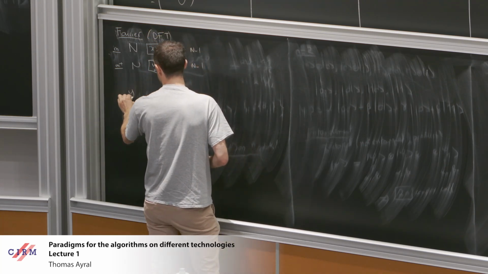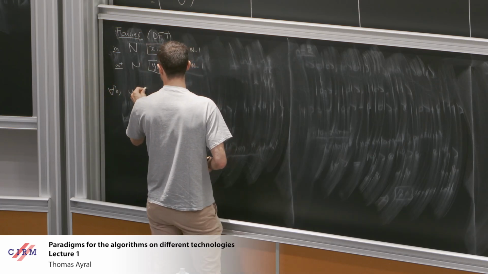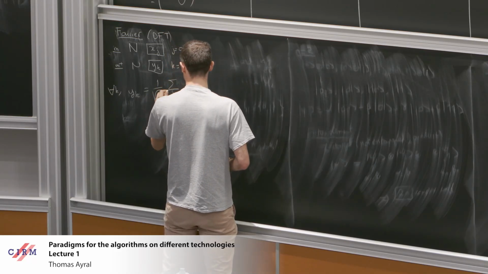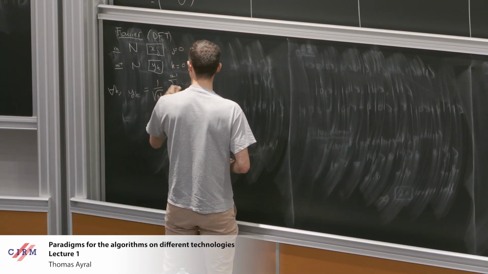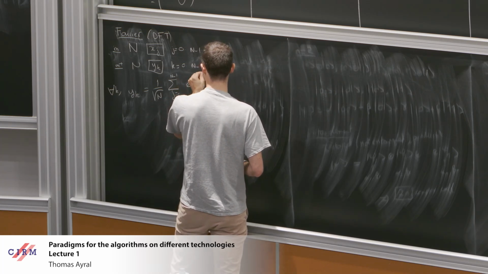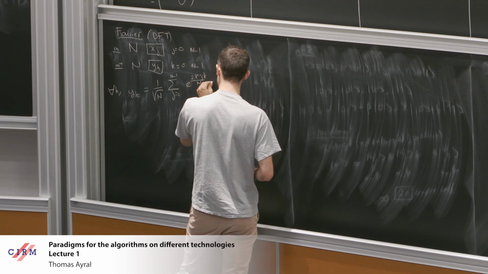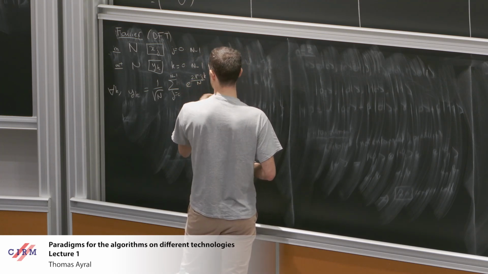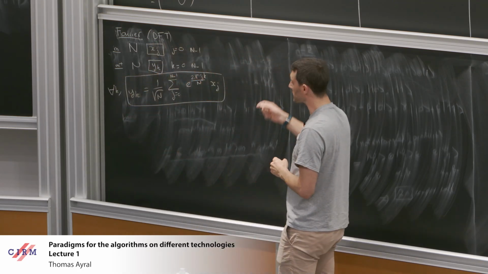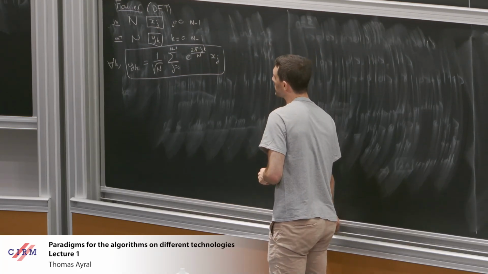And the formula that you probably know is that for all k, I have y of k, which is 1 over square root n, sum over j from 0 to n minus 1 of exponential of 2 i pi j times k divided by n, times xj. So that's what I want to achieve when I want to do a Fourier transform. Here it's just the definition of the discrete Fourier transform.